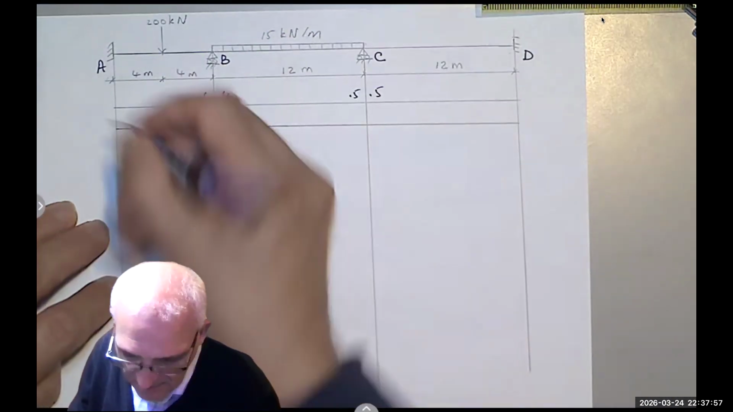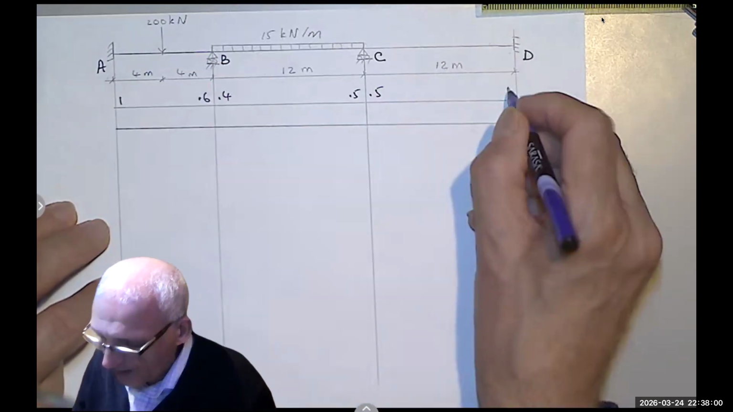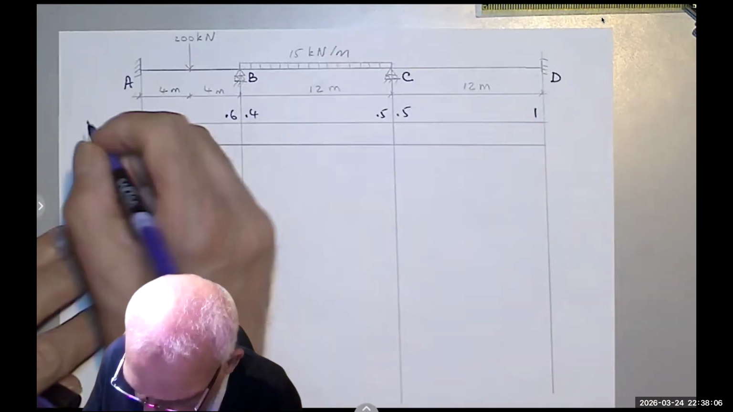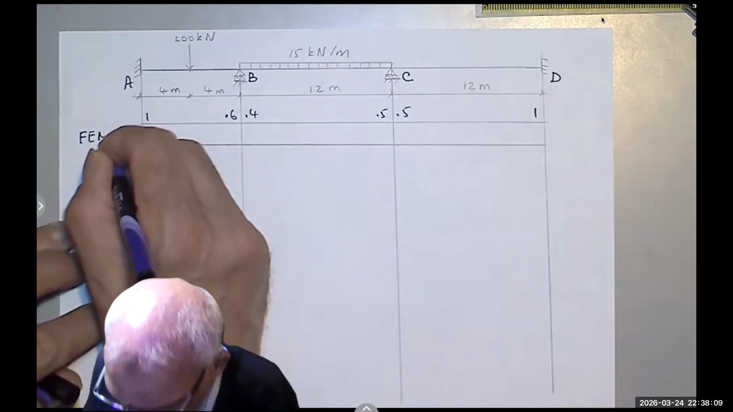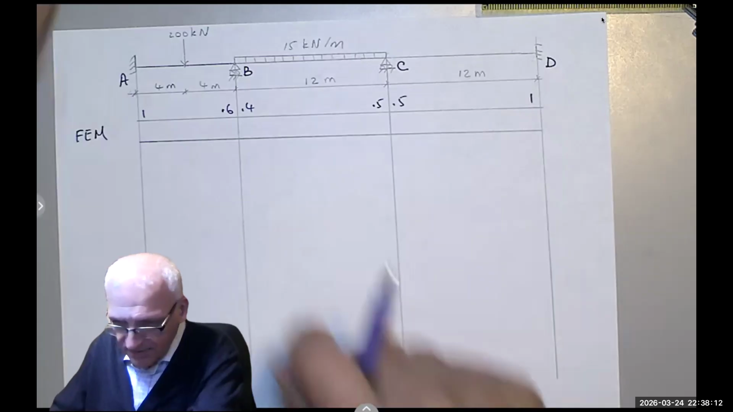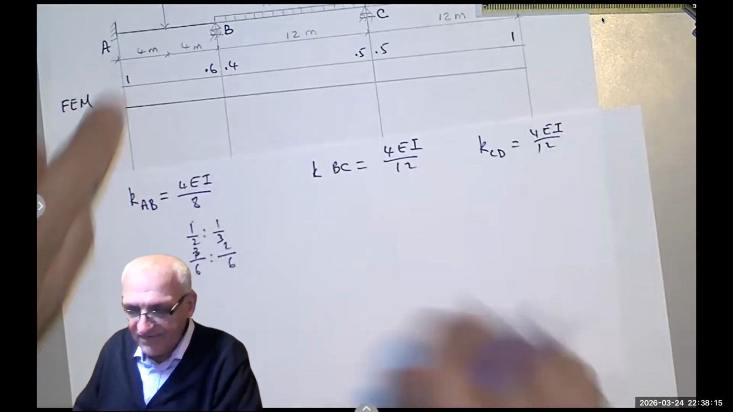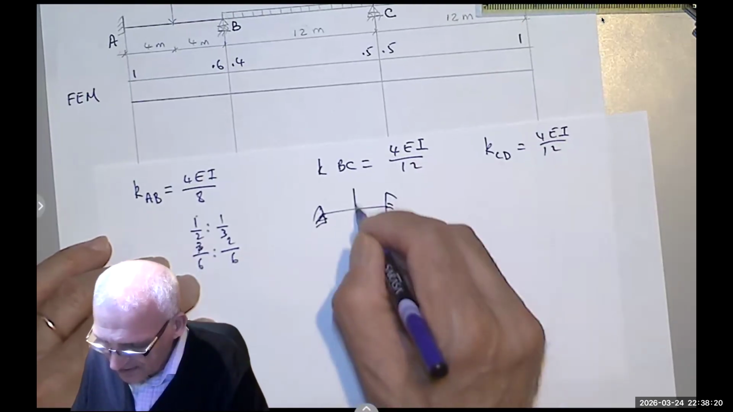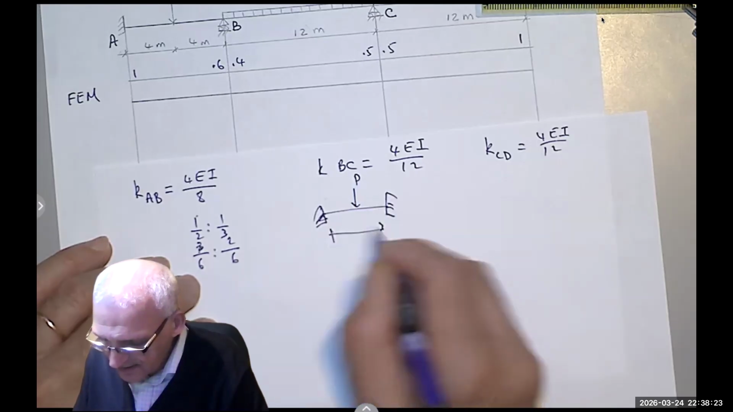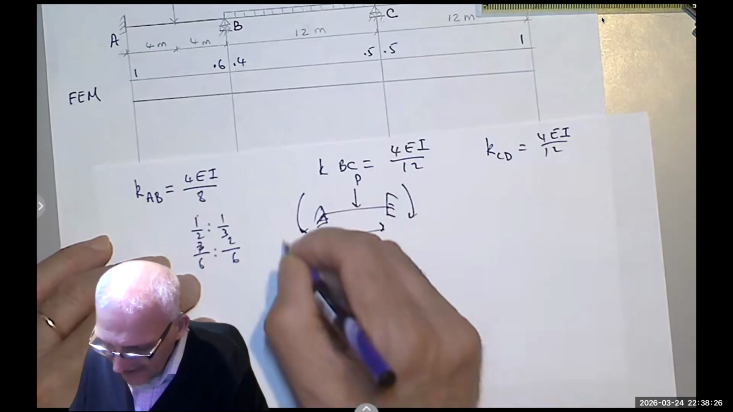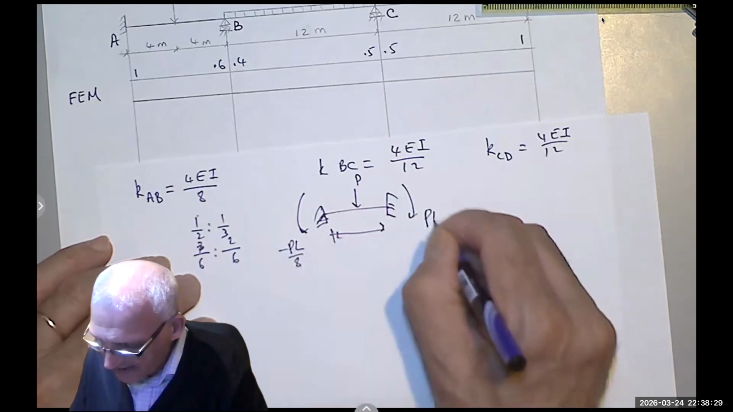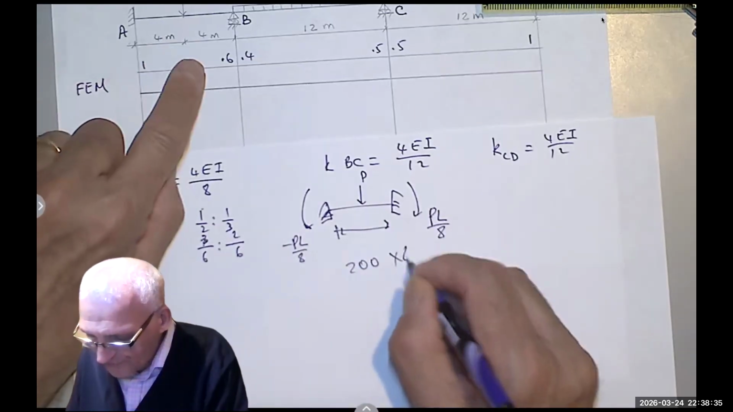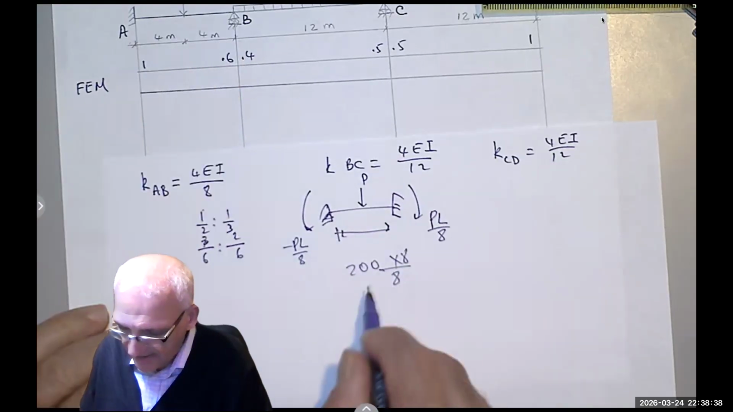And since here it's a fixed support, I can write 1 and 1. What does that mean? Let's calculate fixed end moments. If I have a concentrated load in the middle, P, and this is L, the moment would be negative PL over 8 and positive PL over 8. P is 200 times 8 over 8, because the length L is 8.